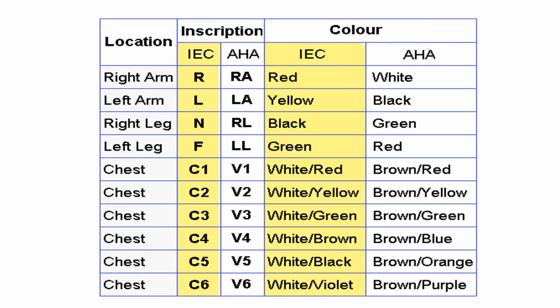Often the presented systems are mixed. For example, the European letter coding of the limb electrodes, R, L, F, is used together with the American coding of the chest, precordial, electrodes, V1, V2, V3, V4, V5, V6.